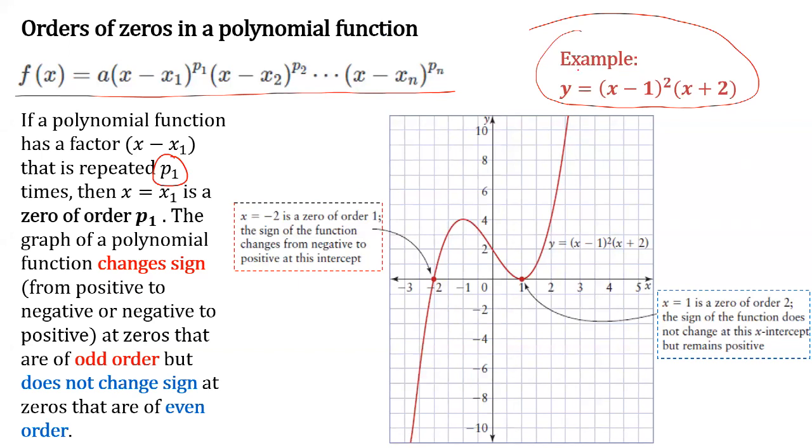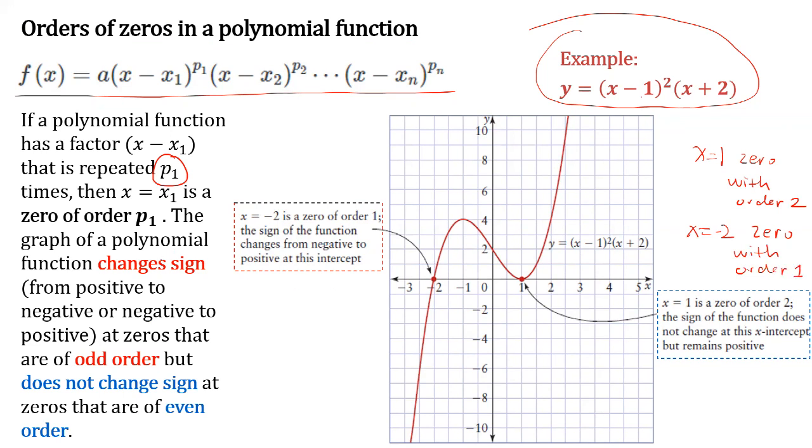So let's look at an example. Suppose we have a function y = (x - 1)² multiplied by (x + 2). So there are two factors. The first factor is (x - 1) with an order of 2, and the second factor is (x + 2). So we call x = 1 a zero with order 2, and x = -2 a zero with order 1.